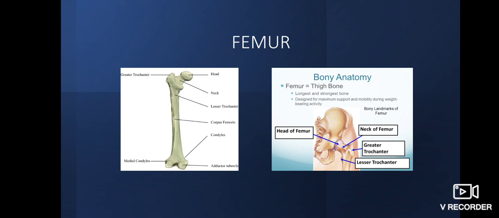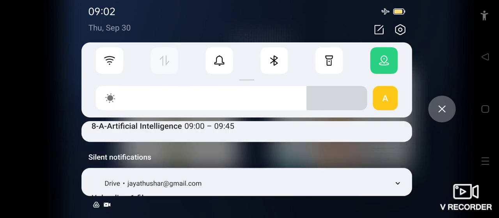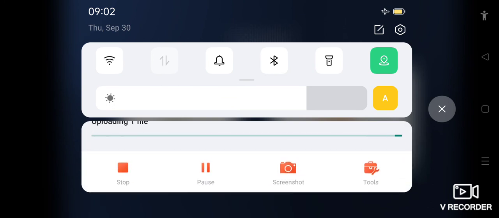In the lower end, it has 2 large condyles, medial condyle and lateral condyle. Corresponding epicondyles are present just above the condyles. So this is about the femur.